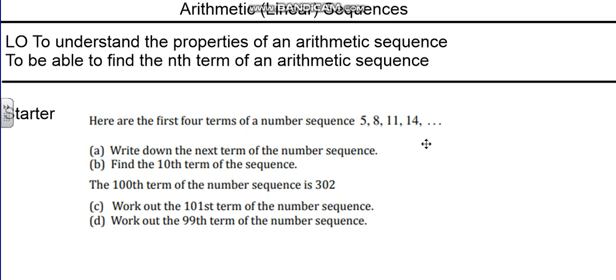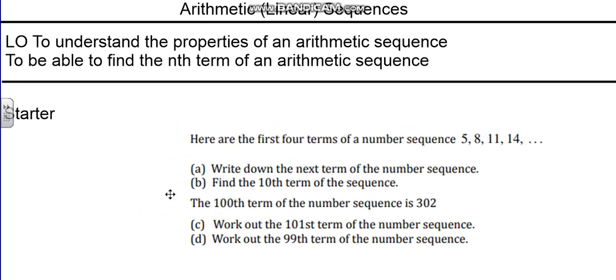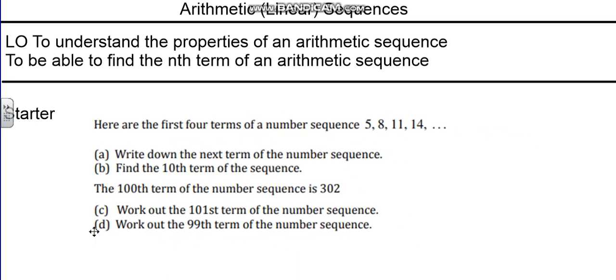So we've got 4 terms for a sequence, 5, 8, 11, 14. Can you write down the next term in the number sequence, the 10th term, and then it says if the 100th term is 302, what would the 101st term be, and what would the 99th term be? So press pause, okay, and then press play when you're ready for the answers.